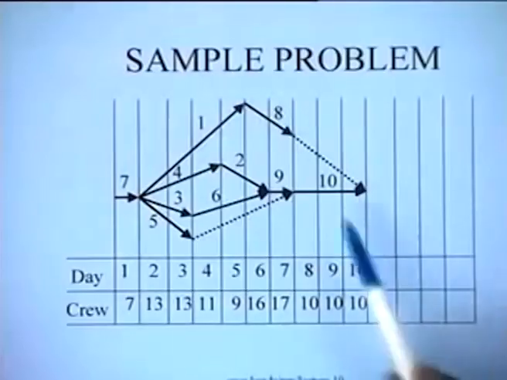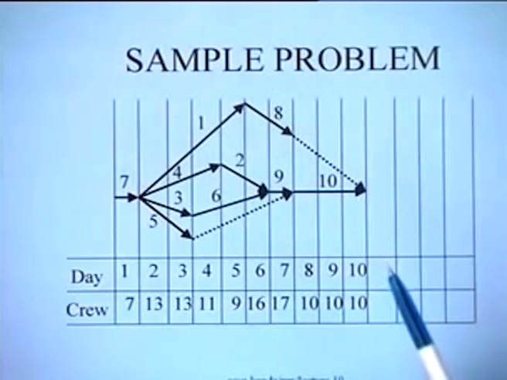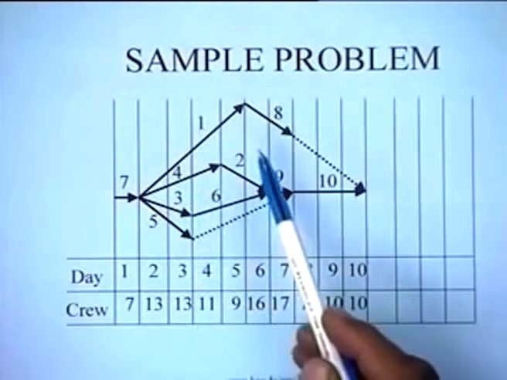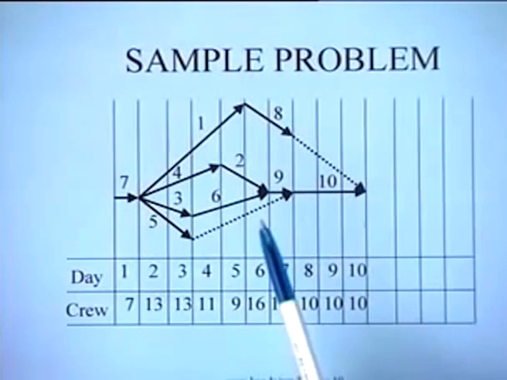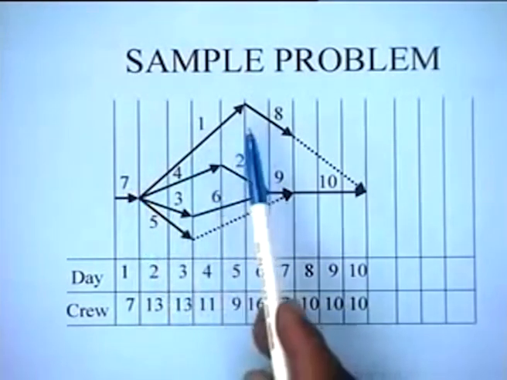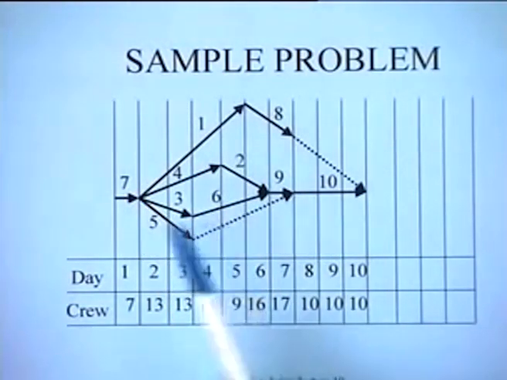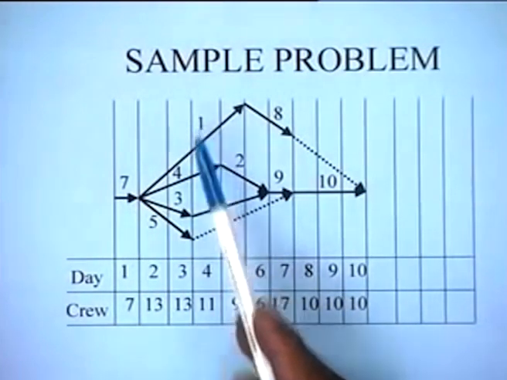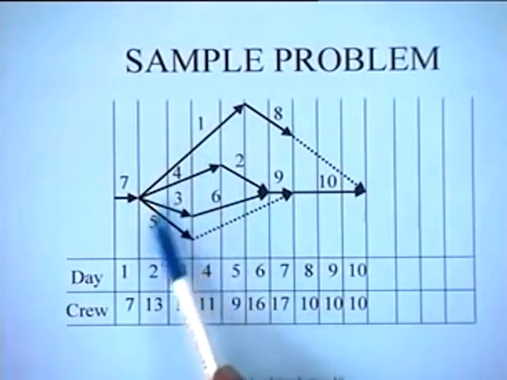First, let us state the problem. Let us take a network which has 10 jobs. You can see that jobs are numbered 1, 2, 3, 4, 5, 6, 7, 8, 9 and 10. So there are 10 jobs in this network, and the number of the job also indicates the crew requirement of the job, right? For instance, job number 7 requires 7 men, job number 1 requires 1 man, job 4 requires 4 men, and so on.